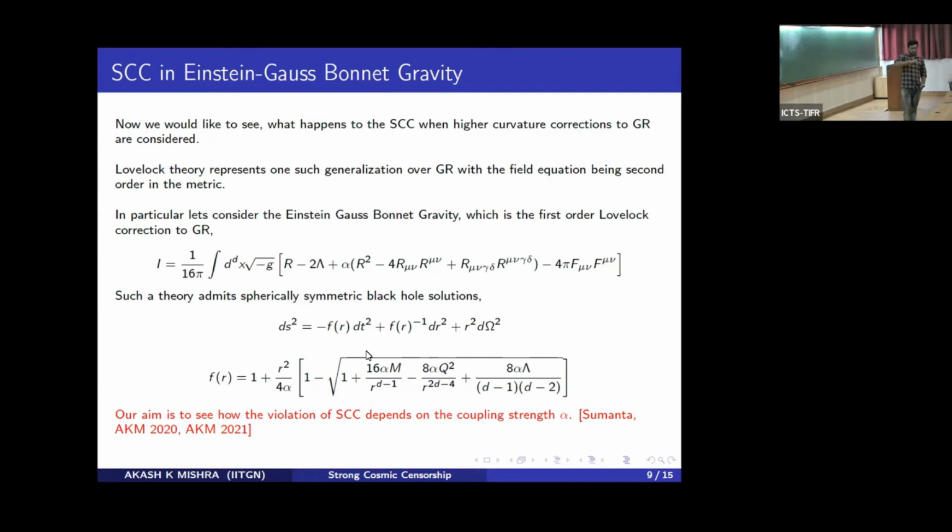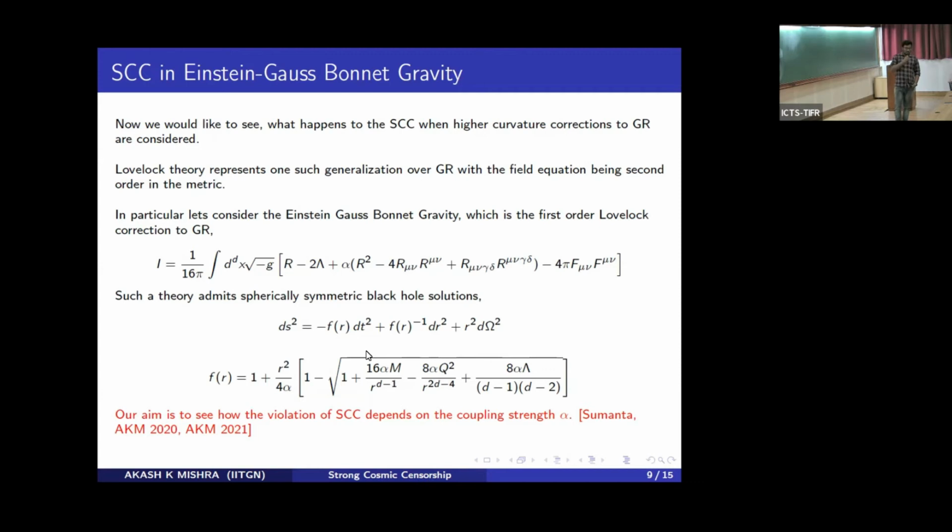You have to start with theories where exact black hole solutions exist. Gauss-Bonnet theory is one such example, and this is the action of Gauss-Bonnet theory. And of course, in 4 dimensions, you know that this part turns out to be purely topological, so it will not contribute to the field equation. However, in higher dimensions, this contributes to the field equation. And the d-dimensional asymptotically de Sitter solution is of this form.